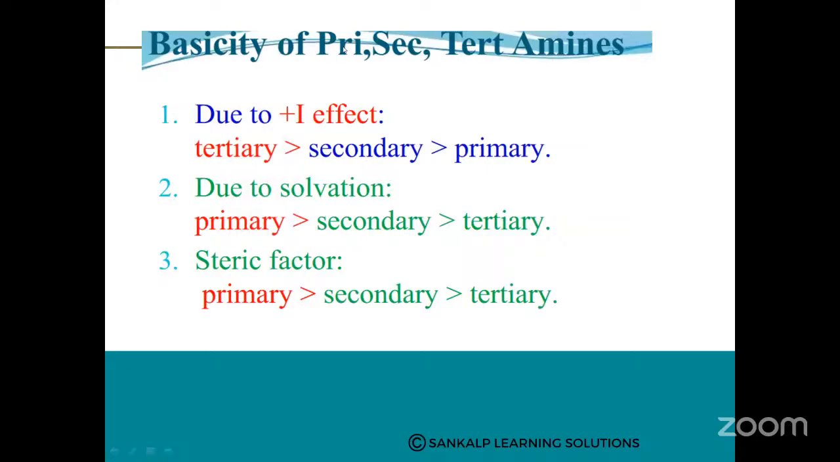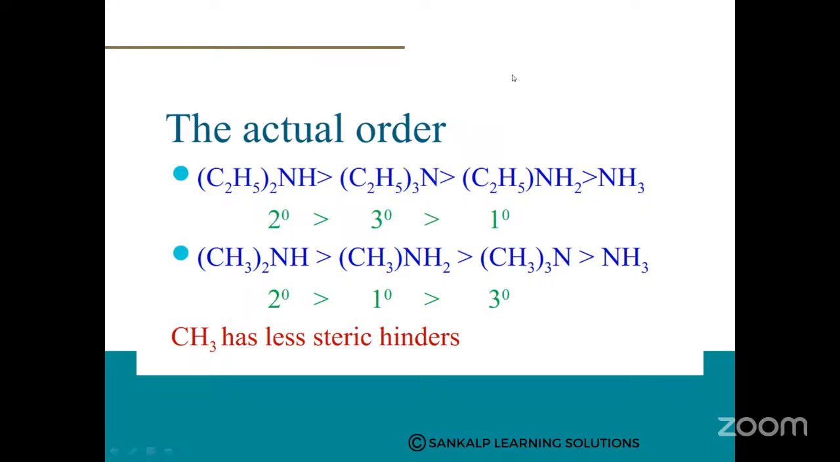Regarding the basicity of primary, secondary, and tertiary amines: due to the plus I effect, tertiary is greater than secondary and primary. Due to solvation, primary is greater than secondary and tertiary. And due to steric factors, primary is greater than secondary and tertiary. So this is the actual order. You can see that the CH3 group has less steric hindrance as compared to the other groups.